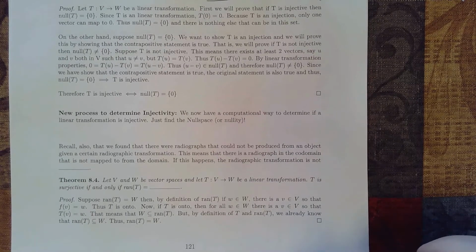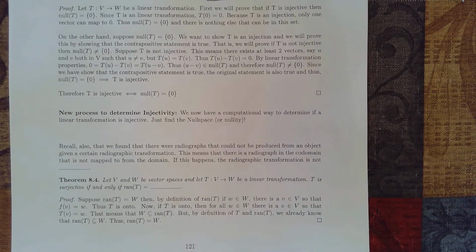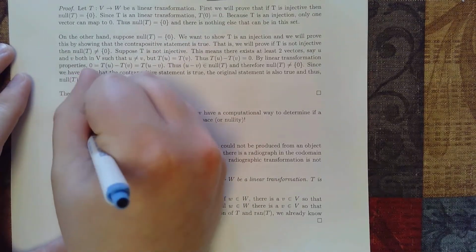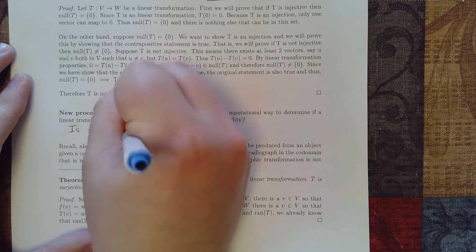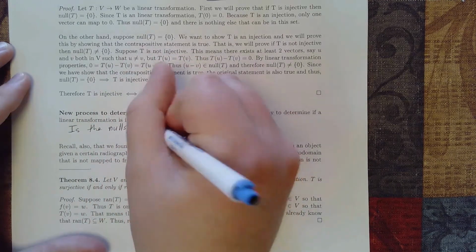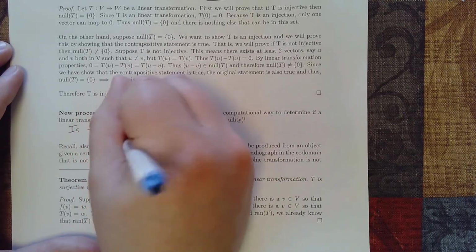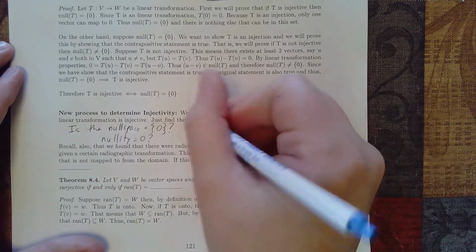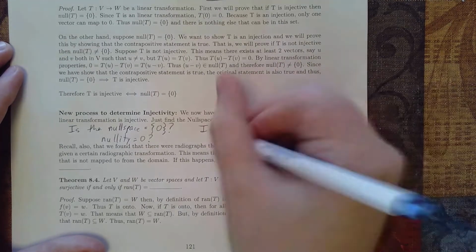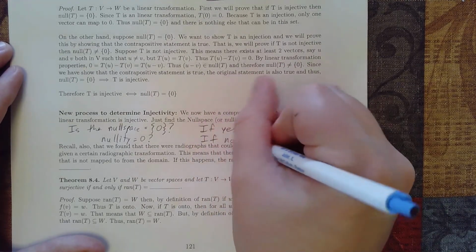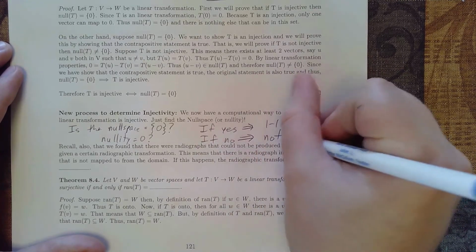So what we have then, based on this theorem, is a process to determine injectivity. So the question is: is the null space equal to the 0 vector? Or in other words, is the nullity equal to 0? If yes, then we have 1 to 1. If no, then it's not 1 to 1.